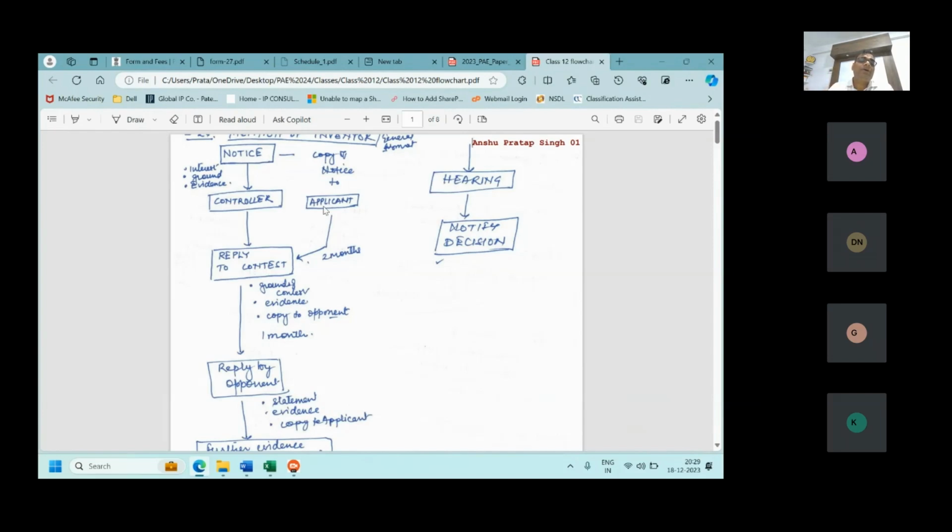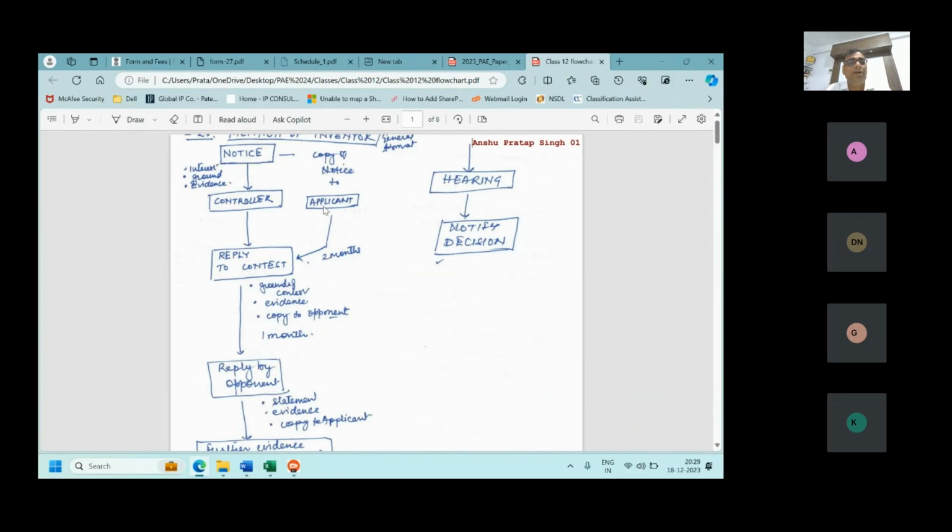Within 2 months, the applicant can reply to contest. And to whom will he reply? To the controller. When he is replying, that means he is contesting. When you don't agree to a particular thing that is being claimed, we say that you are contesting that particular notice.